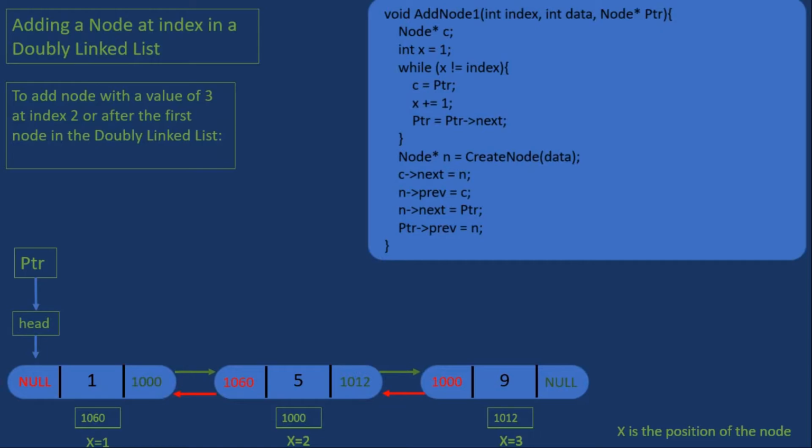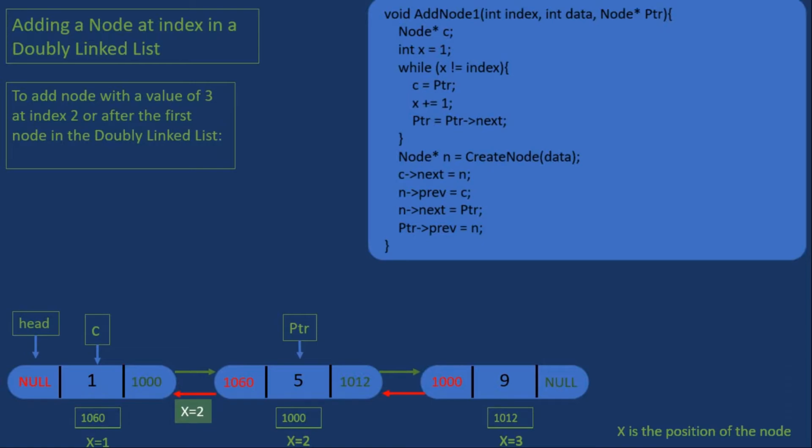So if x is currently pointing to 1 and is not equal to the index, which in our case is 2, we enter the while loop and we set the pointer c to point where ptr is pointing. The reason we do this is that we want to leave the pointer c one step behind ptr so that we have access to the previous node. We then increment the counter x by 1 and advance the pointer ptr to point at the following node, which has the value of 5.